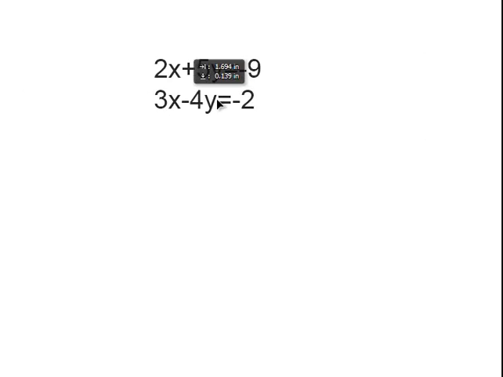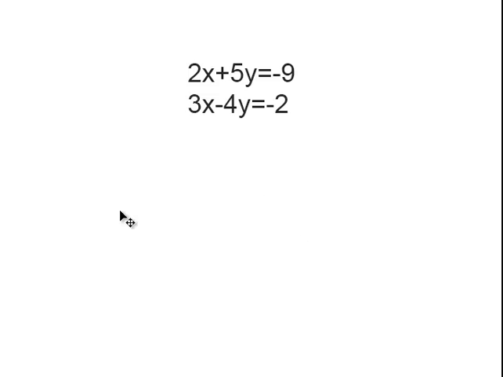Okay, here we go. So 2x plus 5y equals negative 9, and then we have 3x minus 4y equals negative 2, okay? So these are your equations right here. All right. So we can't solve this right now because we don't have anything to cancel something out. So we got to make one.